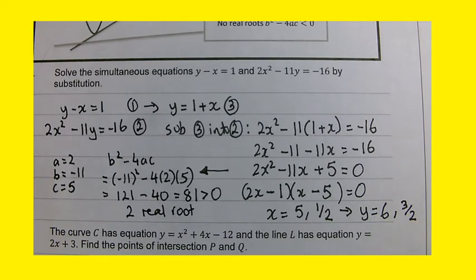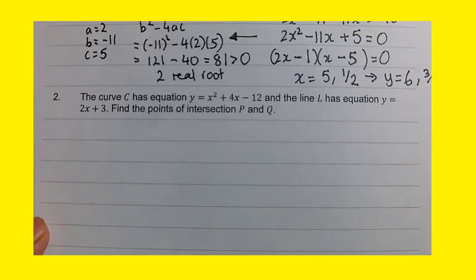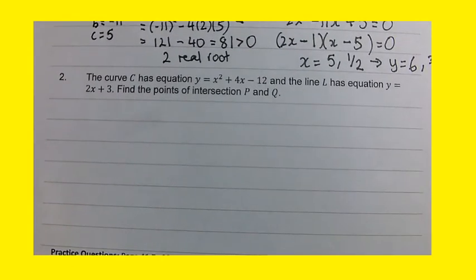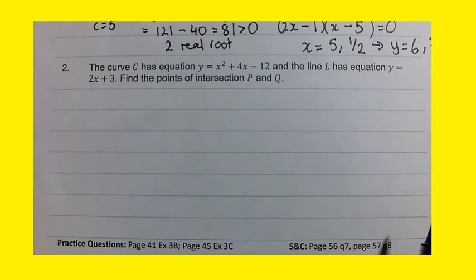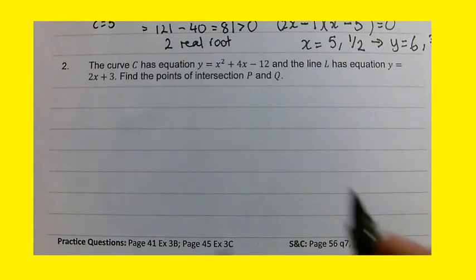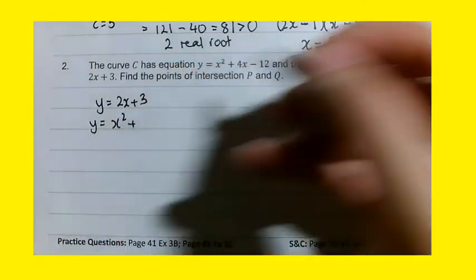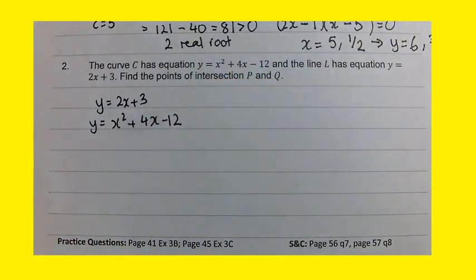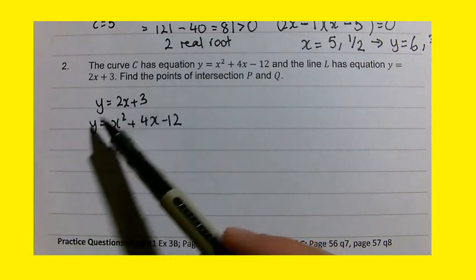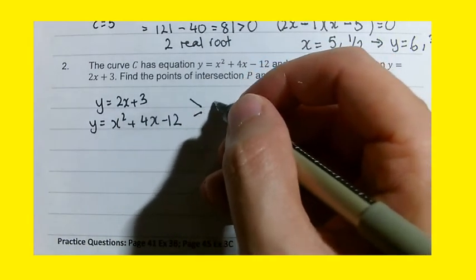Okay. Right. Question 2. You've got another curve with a different equation, and you've got another line equation, and they're asking you to find points of intersection, so they want coordinates. Okay. So again, I've got these two equations here. Now I don't need to do any rearranging here. They're both equal to y, and if they're both equal to y, then what we can do is make them equal to each other.